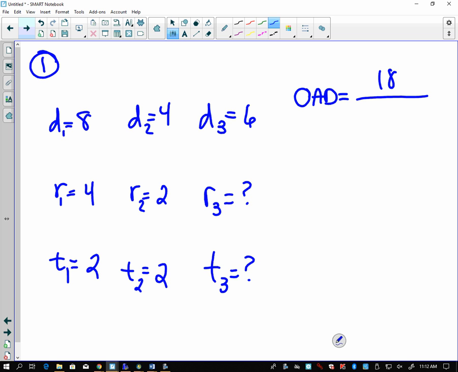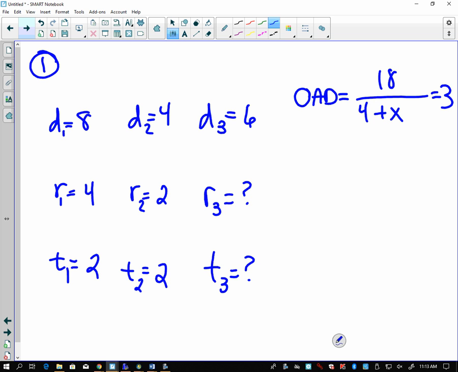Well, how many hours has it already taken him? 4 plus an unknown, right? And we want that to be equal to what? We want his overall average speed to be 3 miles per hour. So we have 18 over 4 plus x equals 3. Did I lose anybody to get to that equation?